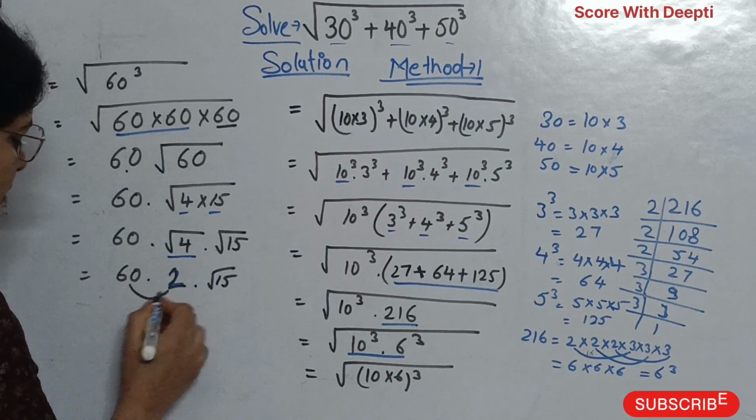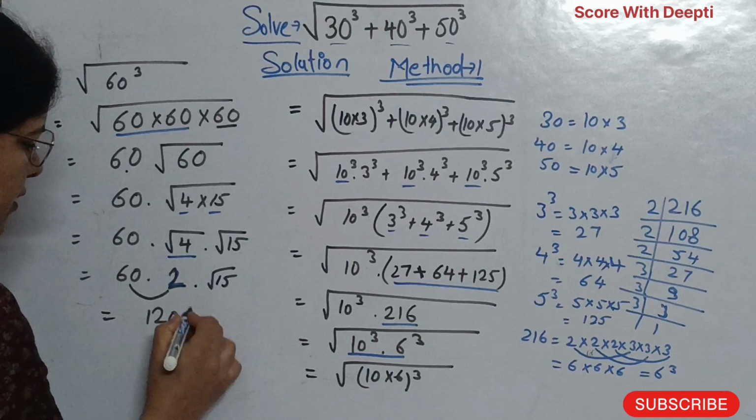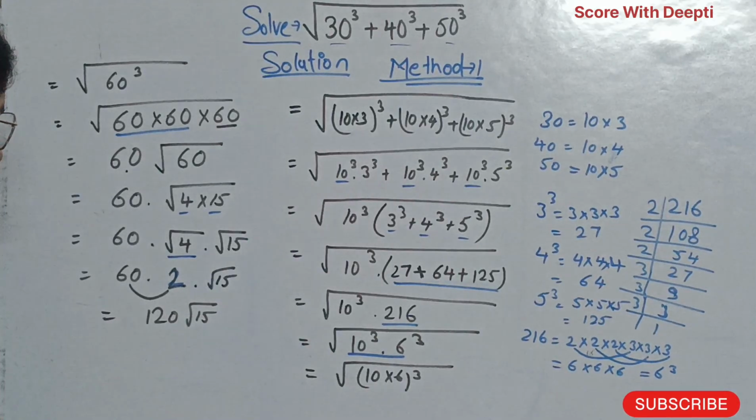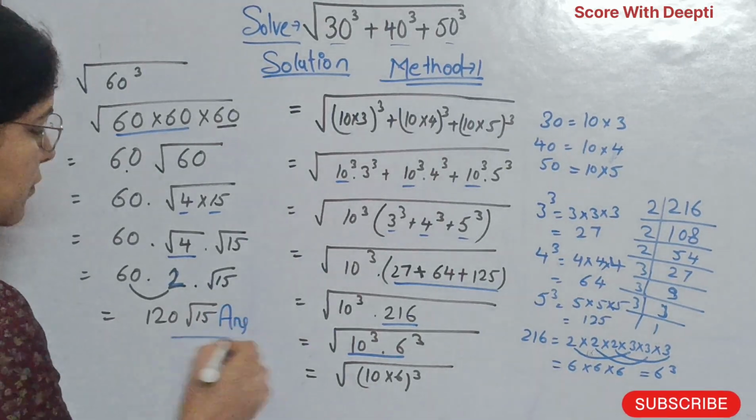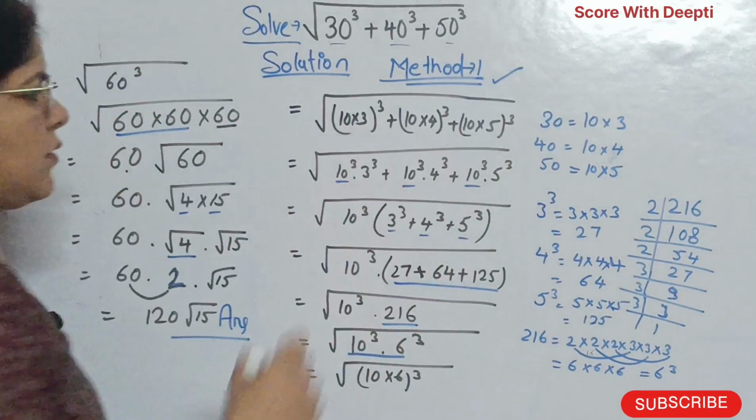Next multiply 60 with 2. We get 120 square root 15. This is the answer of this question with first method.